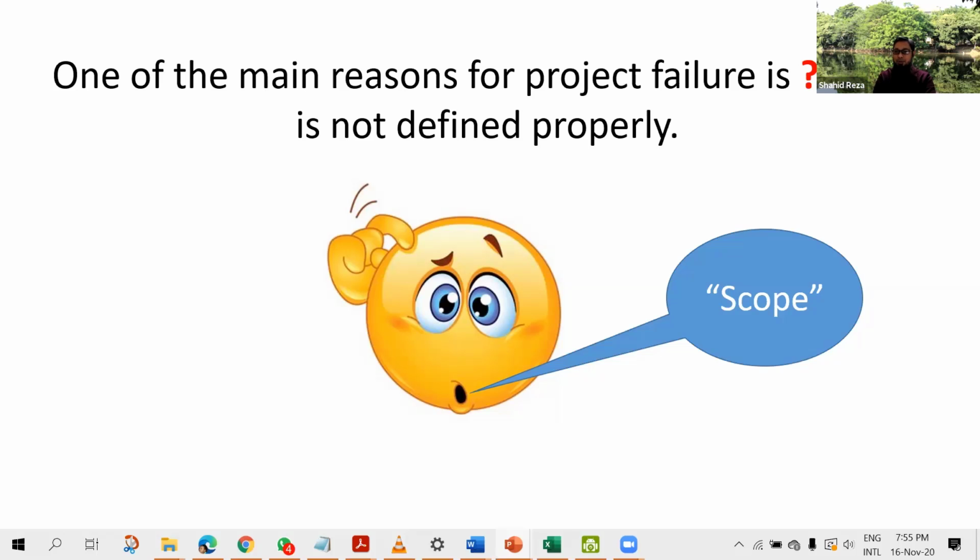What is inside the project and what is not inside the project, that boundary you have to define here. Otherwise you cannot actually close your project if you do not set the boundary of the expectations and requirements of your customer, of your stakeholder. If you cannot set the boundary, then it is very difficult to deliver.